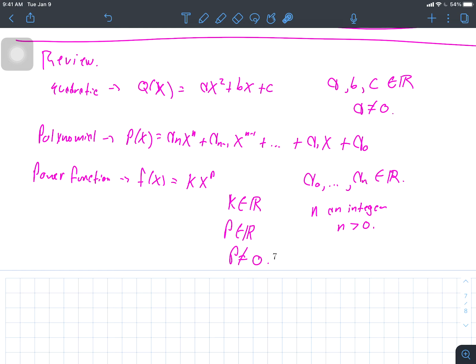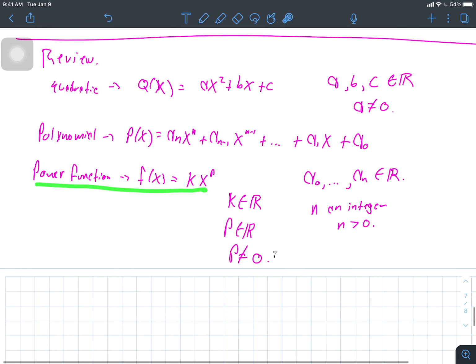Okay, and lastly, we have power functions, which are a bit different. For this function, we just take a number times x to a number, and we allow the power to be any old real number. So we don't specify that it should be an integer. We just say it could be a real number, and it could be negative, it could be a fraction, it could be a decimal, it could be pi, it could be anything, as long as it's a real number that's not 0. So that's a power function.